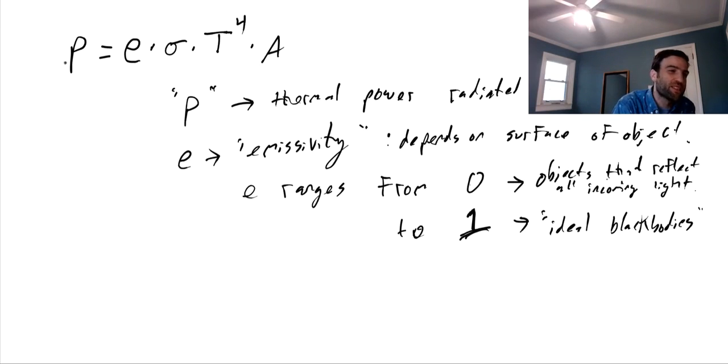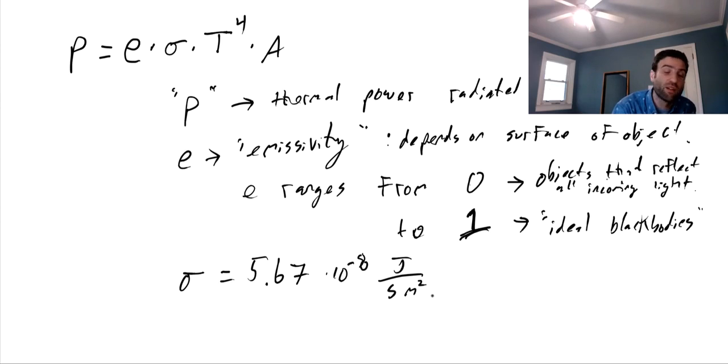Okay, so that's power, that's emissivity. Sigma is just a constant that makes this equation an actual equation. And in the SI system of units, this is 5.67 times 10 to the minus 8, and it has units of joules per second per meter squared per Kelvin to the 4th.